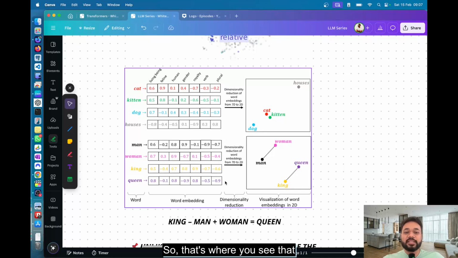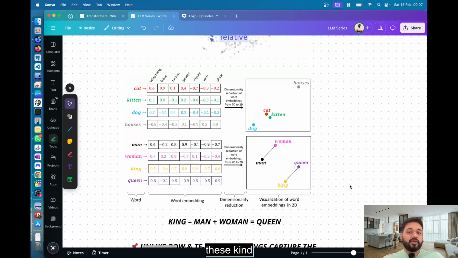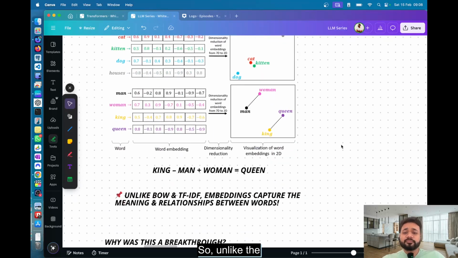So that's where you see that these kind of relations in the vectors gave a sense that the embeddings that are getting formed are relevant embeddings, right? These kind of embeddings are making sense. It's not just haphazard. So unlike the BoW and the TF-IDF, these embeddings actually captured meanings and relationships between the words. So that's why they were a very popular way to represent your words in vector spaces, right?